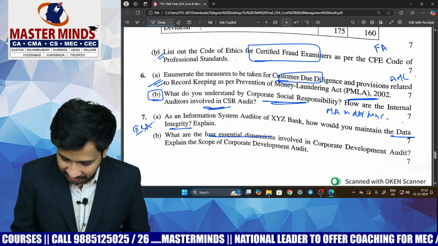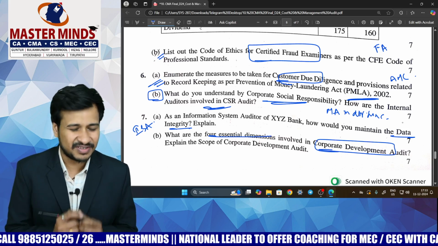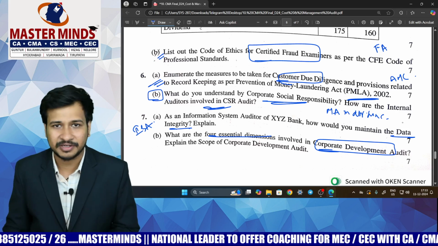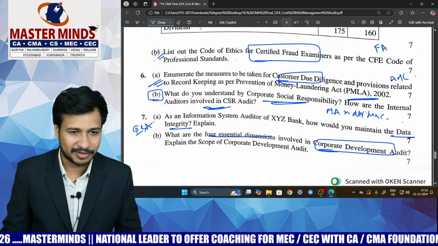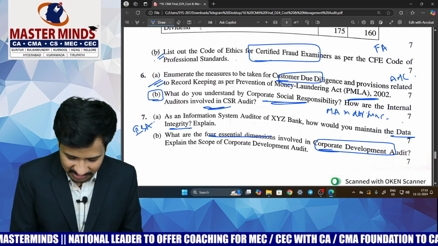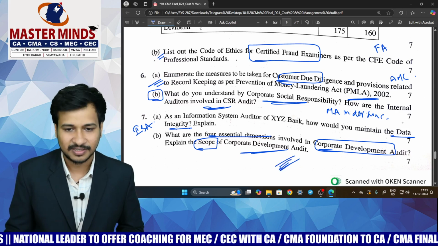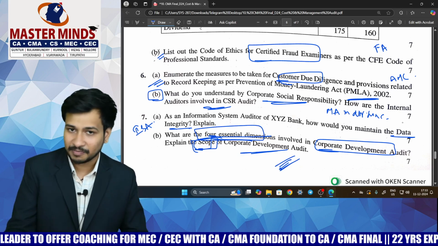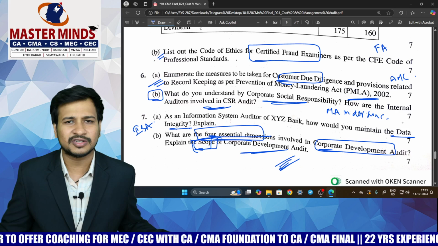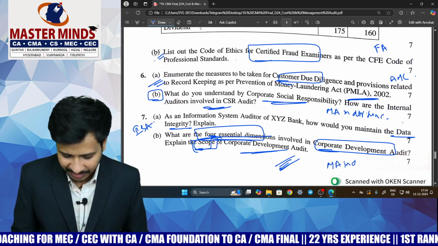4 essential dimensions covered in corporate development audit. Of course, we have covered corporate development audit. We strictly did not cover the 4 essential dimensions with a side heading, but if you have read the question, you can comfortably write that. And it is also asking what is the scope of corporate development audit. So we have actually covered this question. Scope was covered. The 4 essential dimensions were indirectly covered without keeping a side heading. If you write the introductions, it will be indirectly covered. And also this is a question from management audit in different functions.